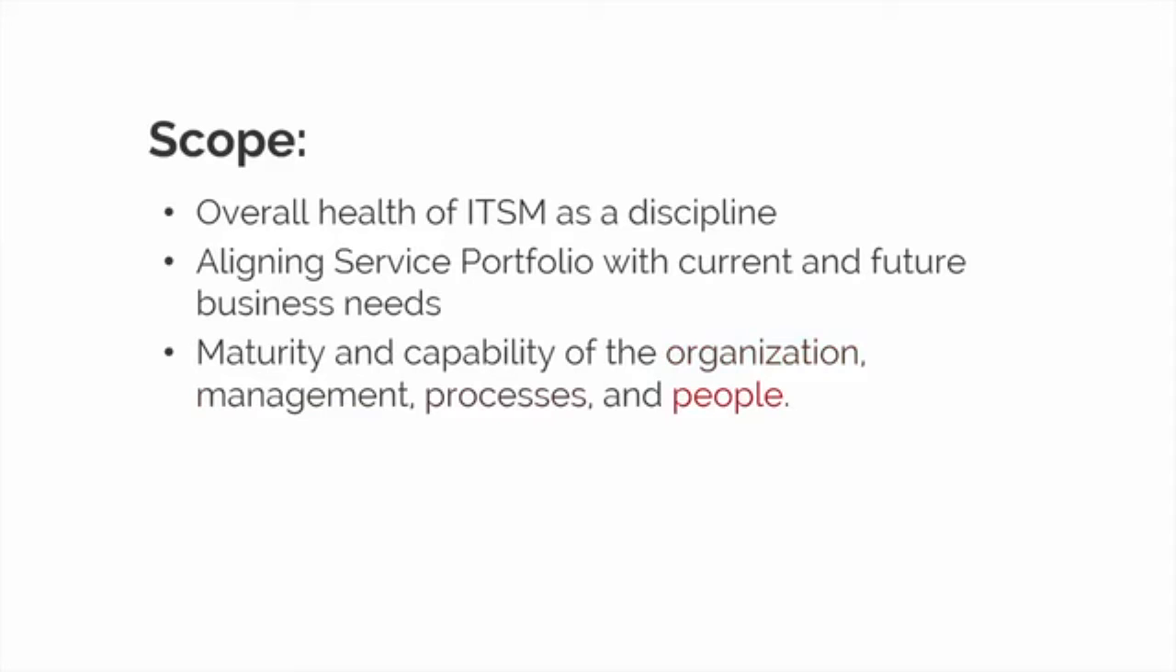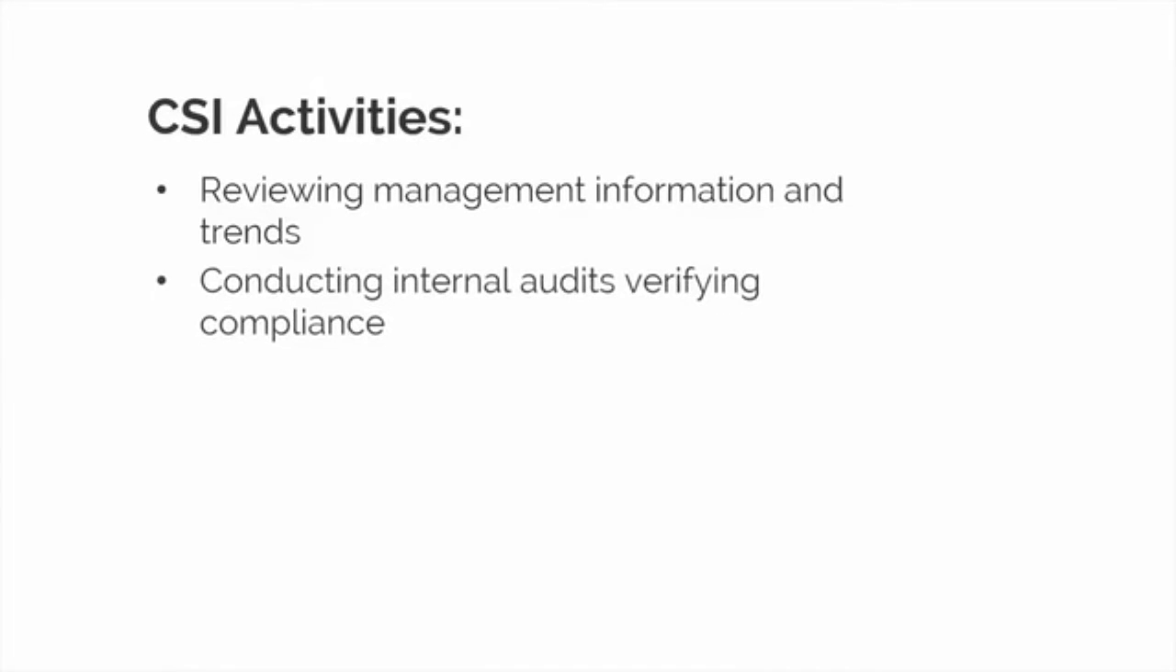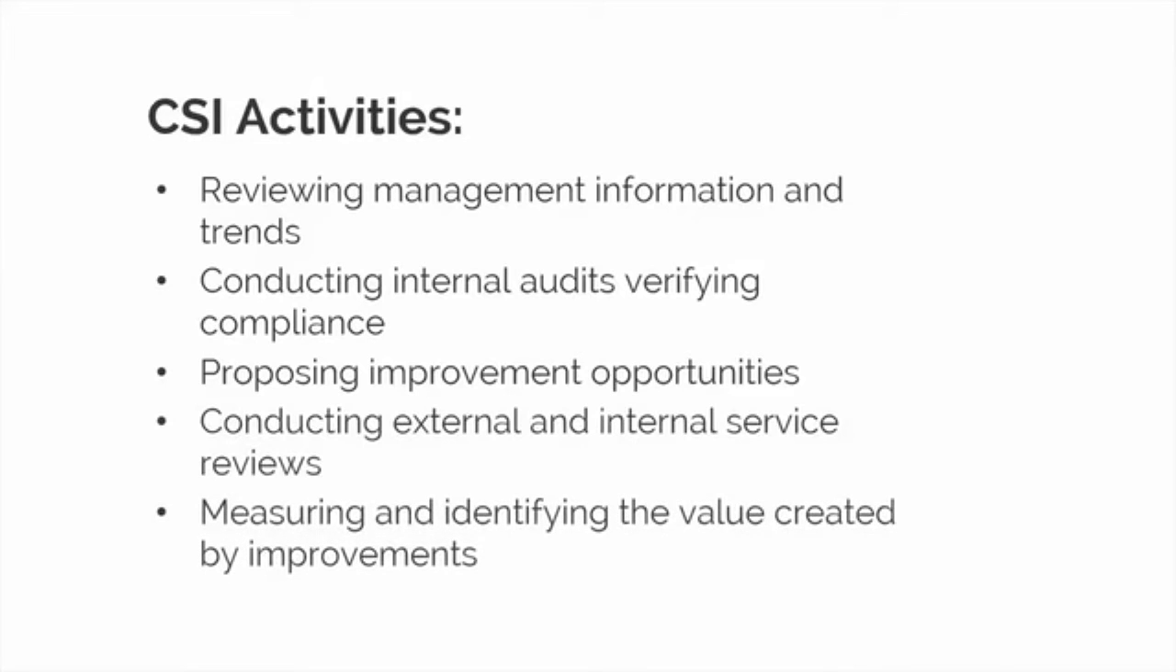To implement CSI successfully, it's important for you to understand the different activities that need to be applied. Here, I've listed for you some of those activities. First, reviewing management information and trends to ensure that services are meeting agreed service levels. Second, periodically conducting internal audits, verifying employee and process compliance. Third, proposing recommendations for improvement opportunities. Fourth, conducting external and internal service reviews to identify CSI opportunities. And last, measuring and identifying the value created by CSI improvements.